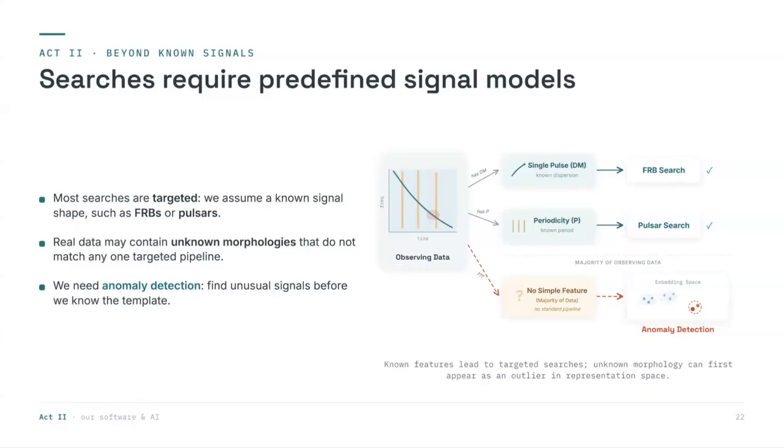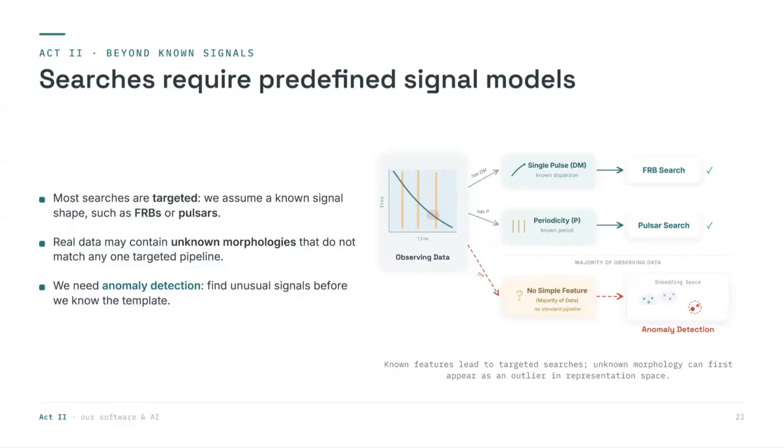Observing data can show dispersion speed, and some signals we do not know how to name. So we need anomaly detection. It looks for signals that differ from known classes. So we can inspect those examples and decide what they are.